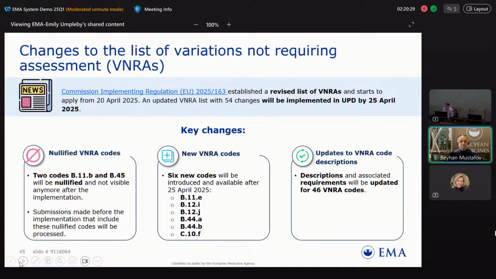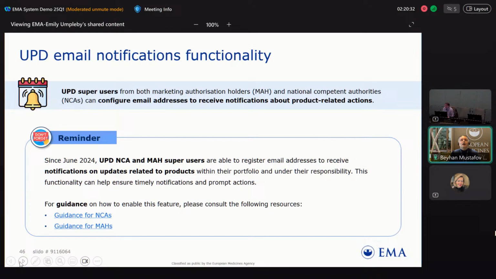Next slide, please. And this is my last slide. A reminder that we also have a UPD email functionality. There is a possibility for the super users, with available guidance also on the public portal on how to subscribe, whether it will be the NCA or the MAH, to receive in mailboxes notifications for creation of products, for updates of products, for deletion of a package or modification of a package.